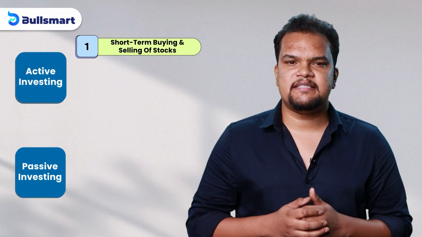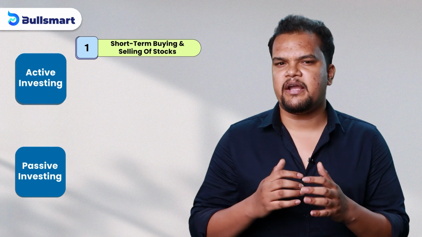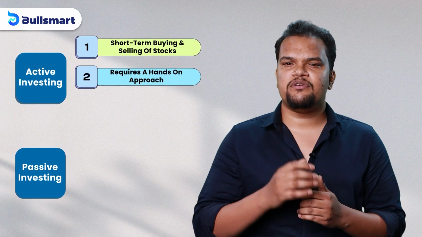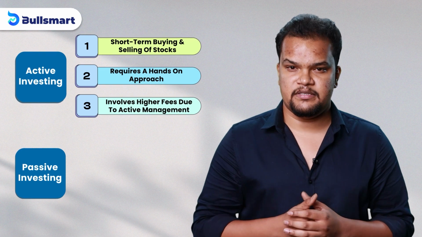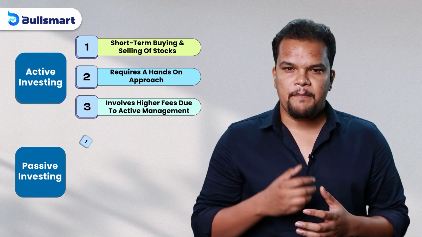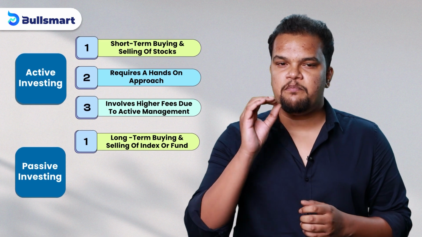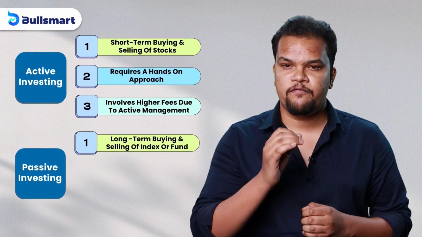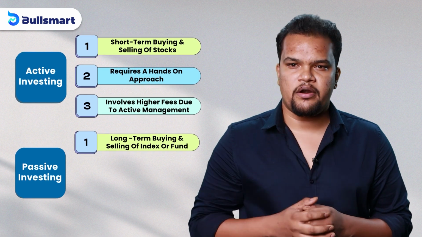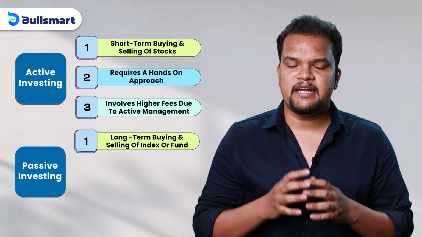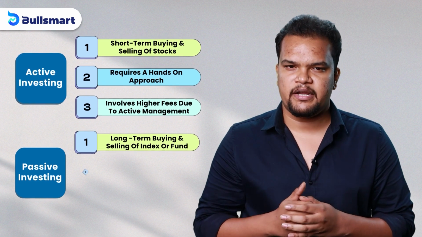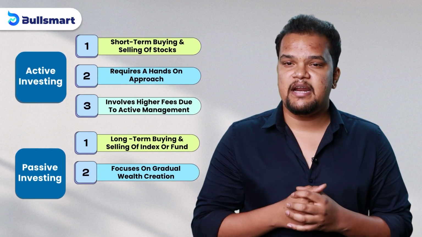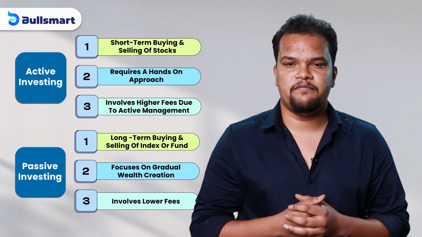Now let's discuss the approaches to managing investments in the stock market: active and passive investing. Active investing involves frequent buying and selling of stocks to capitalize on short-term market movements. It requires a hands-on approach and often involves higher fees due to the need of active management. Passive investing, in contrast, involves buying into a broad market index or fund and holding those investments over the long term. This strategy is based on the belief that it is hard to consistently outperform the market, so it focuses on building wealth gradually through market exposure with lower fees.